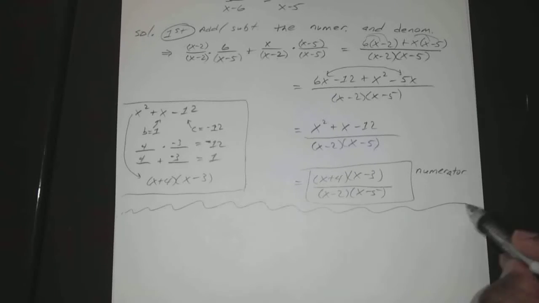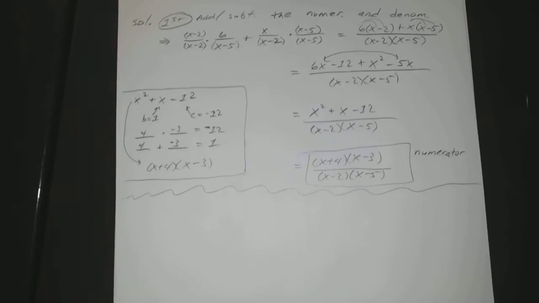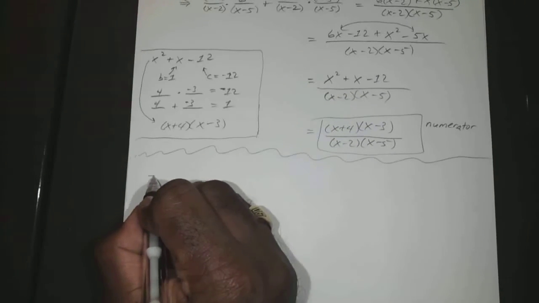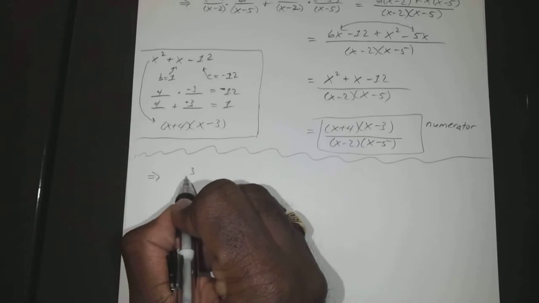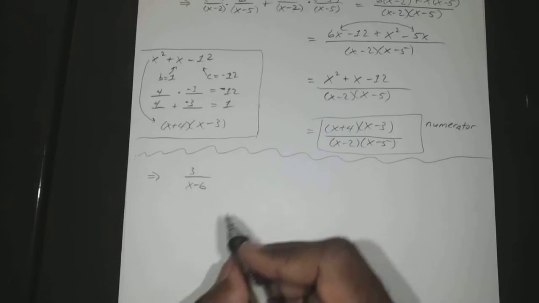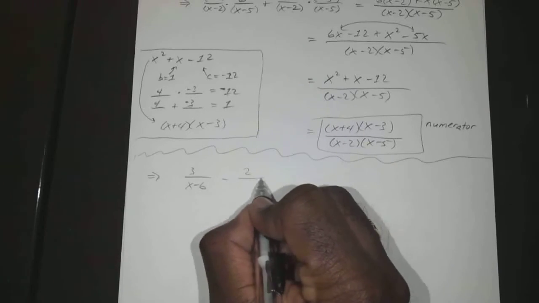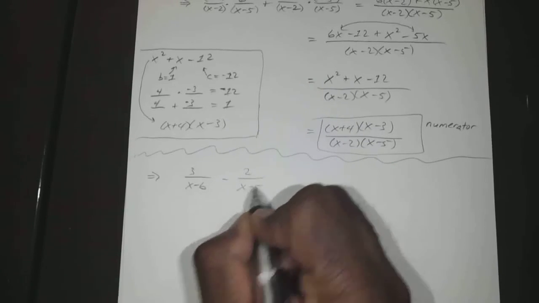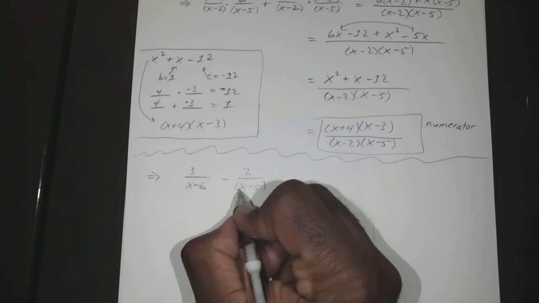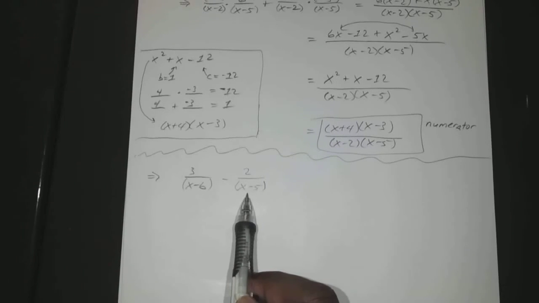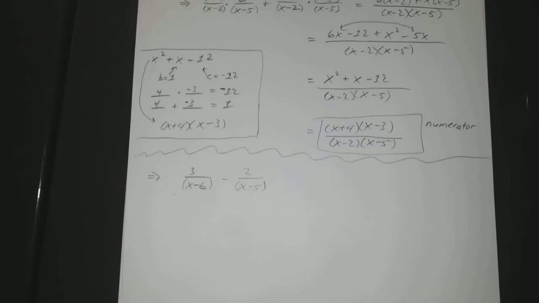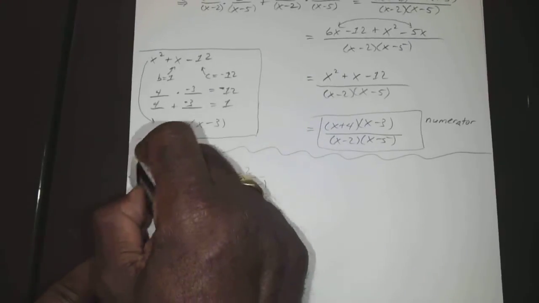Okay, separate that a little bit. Okay, so for our denominator, we have 3 over x minus 6 minus 2 over x minus 5, and we'll go ahead and put parentheses around that since we're going to be multiplying. Okay, so just like before, we have an x minus 5 over here, so we have to multiply it over here.